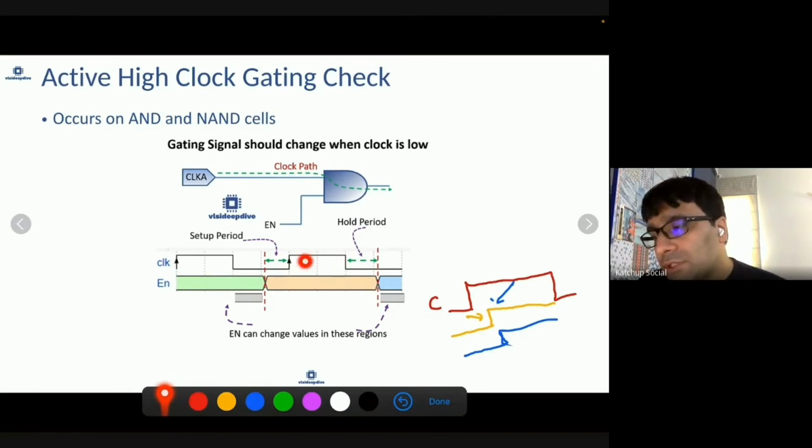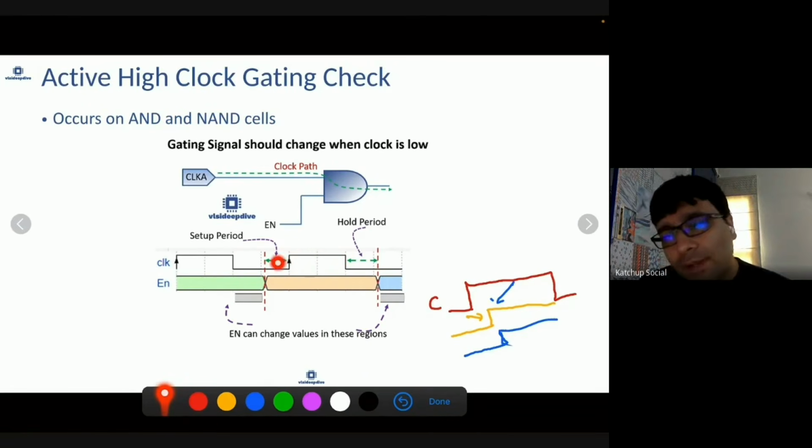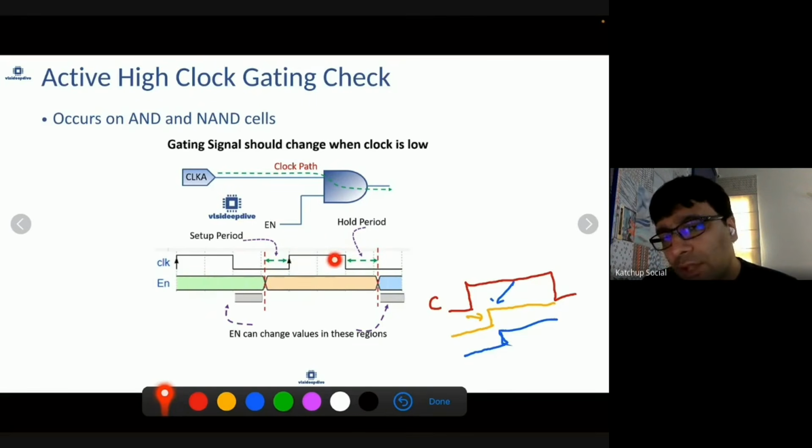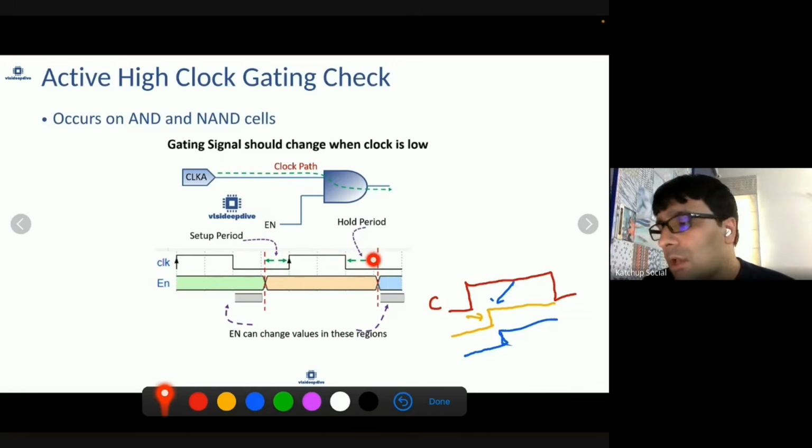And not only in this region, there is an additional buffer which is known as setup and hold. So basically your enable cannot change in this region when it's an AND gate. So when it's an active high clock gating cell, and the clock is 1, sometime before and sometime after this, your enable cannot change. And this is what is checked in your clock gating checks.